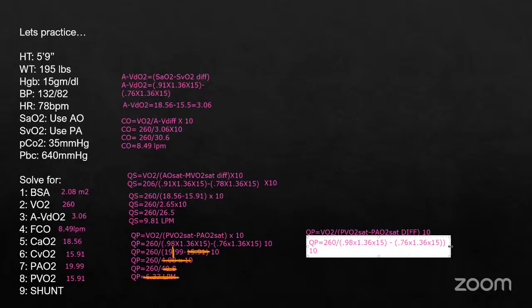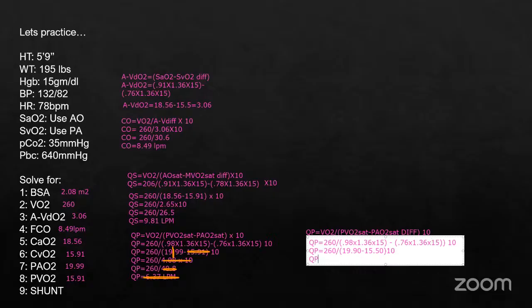Don't let it go. There you go. So when I resolve for this, QP is going to be equal to 260 divided by (1990 minus 1550) times 10.